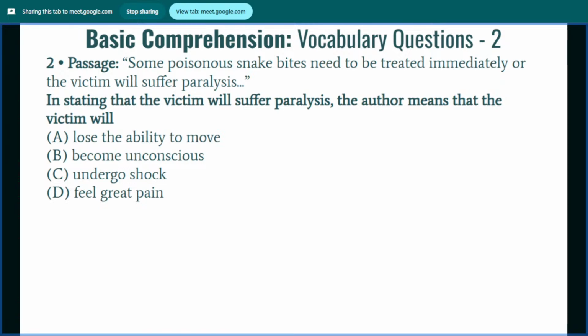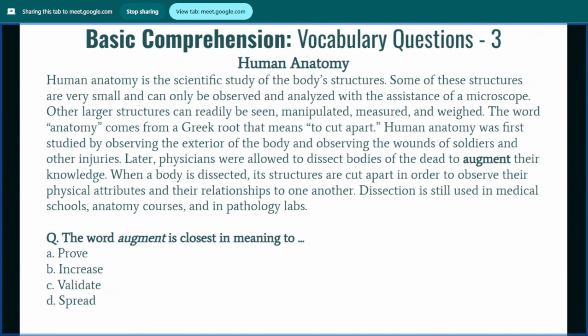Try this one quickly. Done, ma'am. Okay, tell me the answer. Option A. It's A. Lose the ability to move. Correct? Okay. Very good. Try this one. I'll give you 30 seconds for this. Okay? Try it quickly.